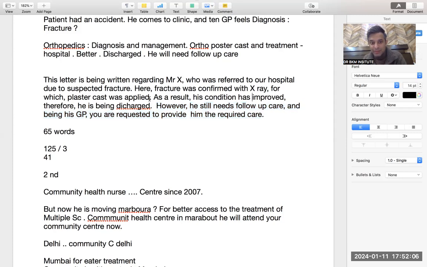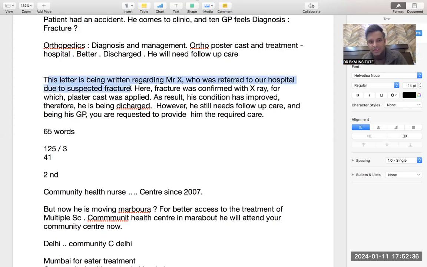So when I make it cumbersome, see the cumbersomeness of this line now. Here, fracture was confirmed with X-ray for which plaster casts were applied and now his condition has improved, therefore he is being discharged. You can't understand. There are so many connectors. So while using the connectors, be cautious that when a pause is required, take a pause. That is the main purpose of a full stop. Full stop means hang on and make an image. So now I'm making an image.